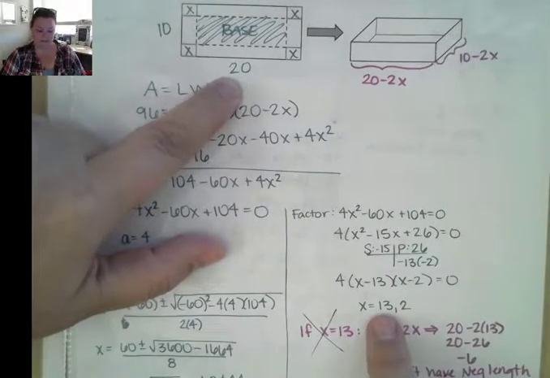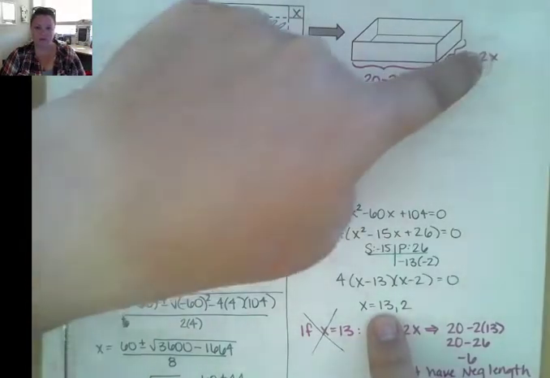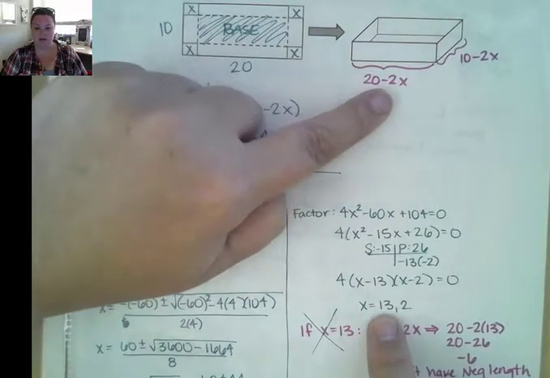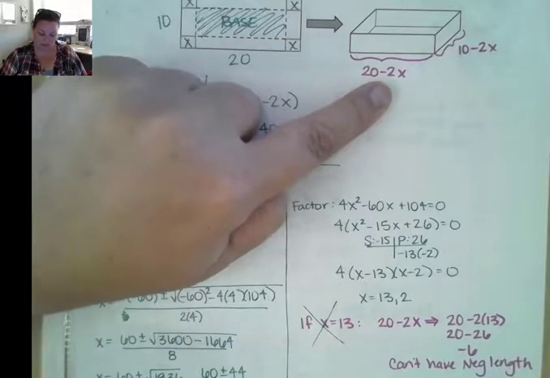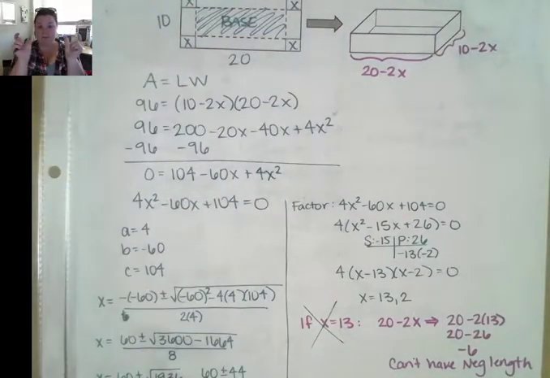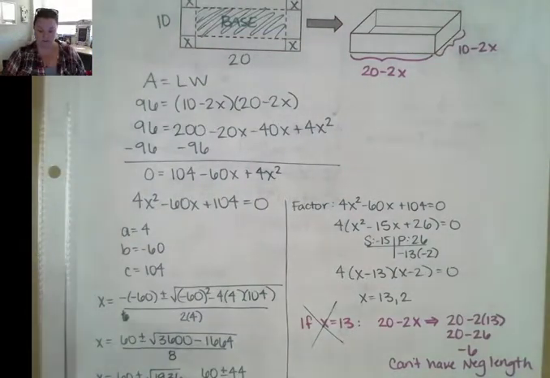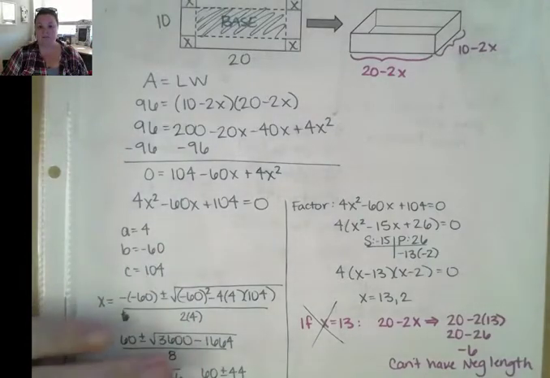Or you could take 13 and just plug it in to one of these distances to make sure it's positive. If we plug 13 in, you can see here we get a negative length. So that doesn't work. So we know 13 is not how much we're cutting out of those little squares. So that means our answer has to be 2.